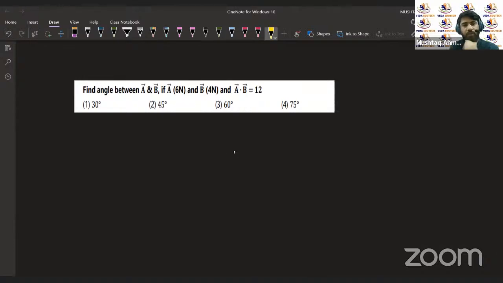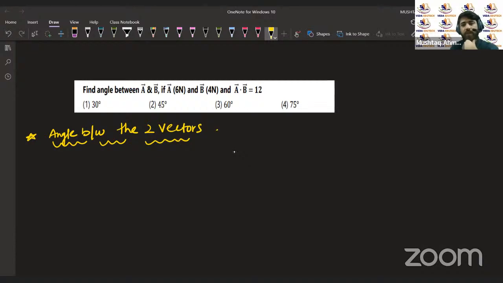So we have a question here. Find the angle between A and B vector if A vector is 6 Newton and B vector is given as 4 Newton, and it has been given that A dot B is equal to 12. One of the important applications of the dot product is that it is used to find the angle between two vectors.